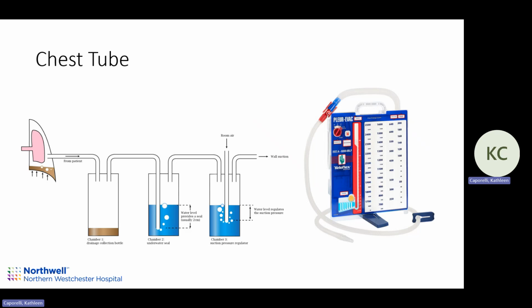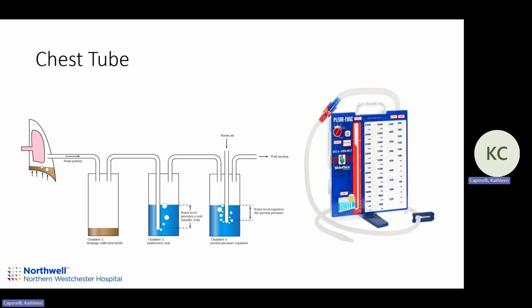And so basically what happens is air will go out, it'll bubble through this into the water, and then air will go out of the water, and it can't go back in. There's no way for the air to go back underwater, right? So that helps prevent air from going back in and causing the lung to collapse, okay?